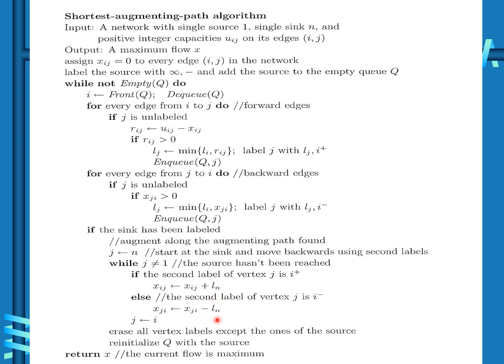If it is a backward edge, you decrement the current flow. Again, you will move on to the next vertex on the second label. This process has to be repeated until you reach the source. Once you have adjusted the flow on that path, you have to erase all the vertex labels except the ones of the source. Again you reinitialize the queue with source. If there is no more element on that queue, which means you couldn't find the shortest augmenting path from source to sink, in that case the algorithm is terminated.